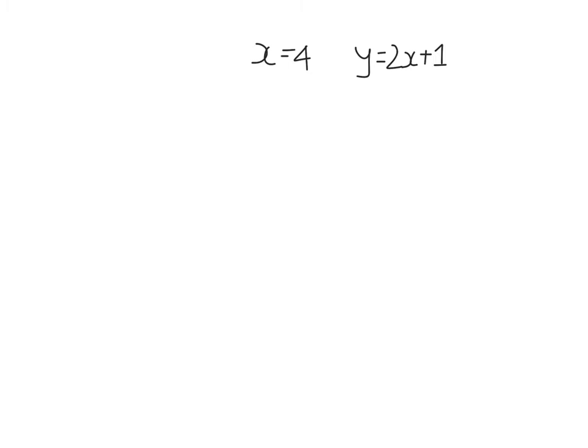So if I substitute x equals 4 into the second equation, I have y equals 2 times 4 plus 1, which is equal to 9. So the solution to this pair of simultaneous equations is x equals 4, y equals 9. How easy is that? But let's look at some that are a little more difficult.